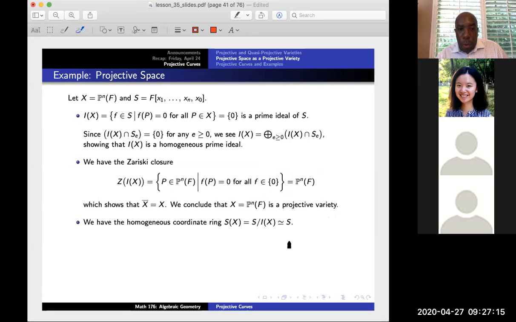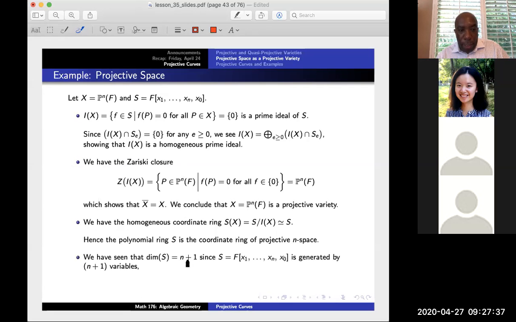Well, the homogeneous coordinate ring is just our polynomial ring S because we're dealing with the 0 ideal. So S here really is the coordinate ring of projective n-space. So it kind of makes sense why we would use this notation here for S and why we even introduced S. Finally, we know that S here is generated by n plus 1 variables. So the Krull dimension of S is n plus 1.